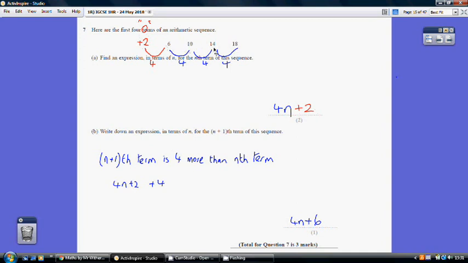So reading right to left, we can see we're going down in 4s. So going down 4 from 6, we get plus 2. So our nth term expression is 4n plus 2. Now for part B, we're being asked to write down an expression in terms of n for the n plus 1th term of the sequence. So that's the next term on again from the nth term. So given that we're adding on 4 each time, our next term is going to be 4 more than the previous term, so we've just got to add 4 onto this. So it's 4n plus 2 plus 4, which is obviously 4n plus 6.